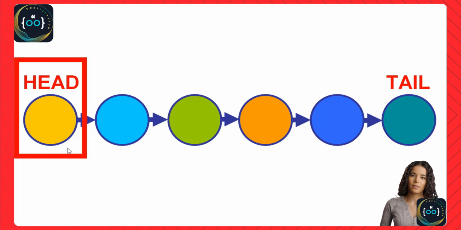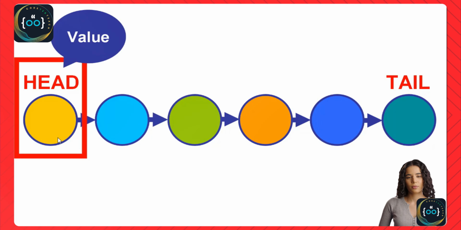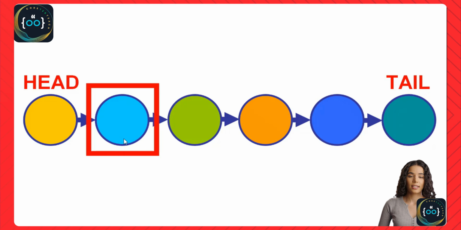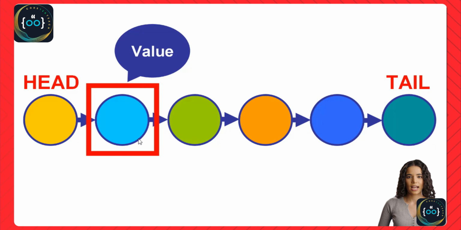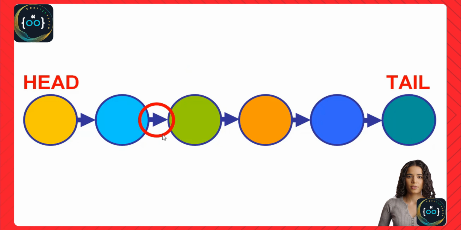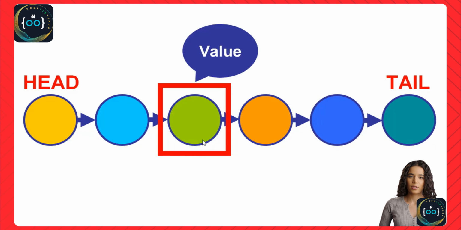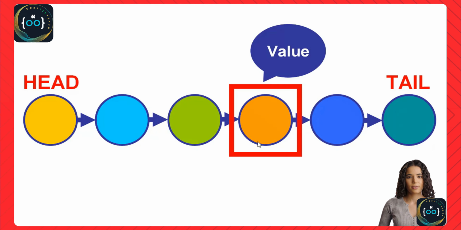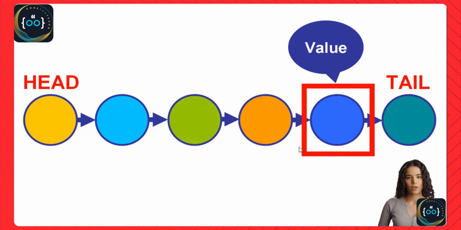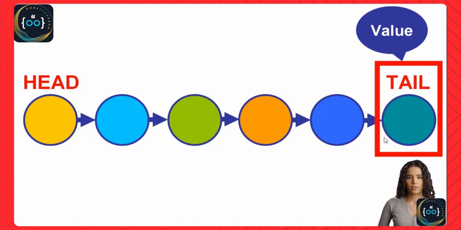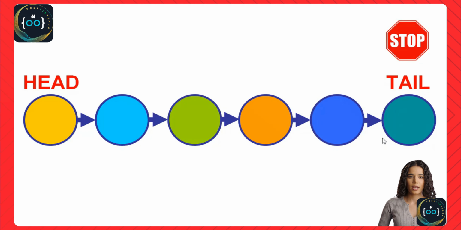We start at the head, and then we print its value. Then we use the node's pointer to move to the next node. Then we print its value. Again, we use the blue node's pointer to move to the green node. Then we print its value, and we repeat the process until we reach the tail, which is the last node in the list. We also print its value, and then we stop. The traversal has been completed.